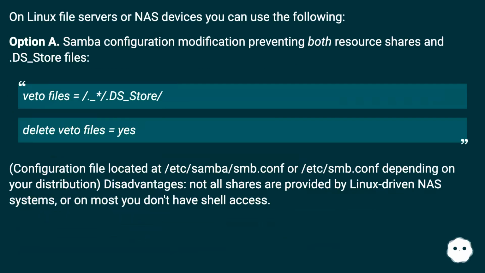On Linux file servers or NAS devices you can use the following. Option A. Samba configuration modification preventing both resource forks and .DS_Store files: veto files = /._*/.DS_Store/ and delete veto files = yes. The configuration file is located at /etc/samba/smb.conf or /etc/smb.conf depending on your distribution. Disadvantages: not all shares are provided by Linux-driven NAS systems, or on most you don't have shell access.